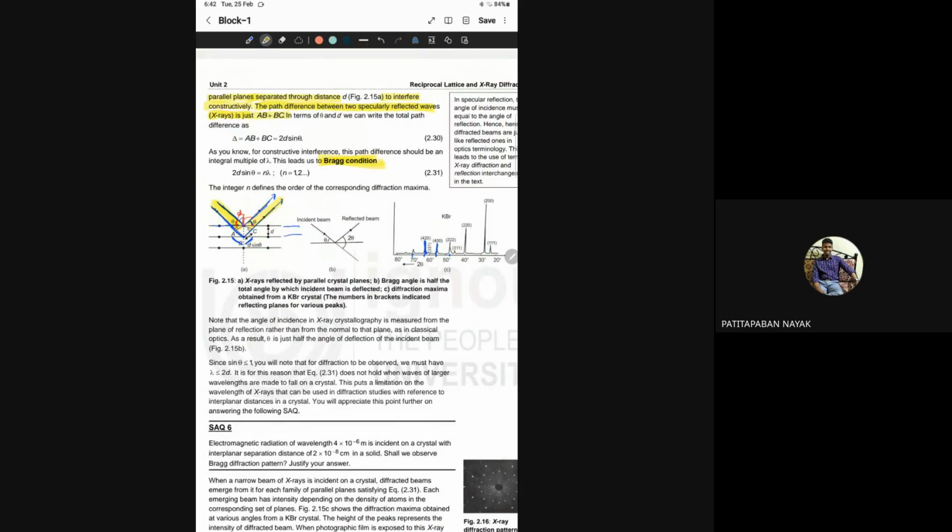It is telling us to note that the angle of incidence of X-ray in X-ray crystallography is measured from the plane of reflection rather than from the normal to the plane. It is important, theta.